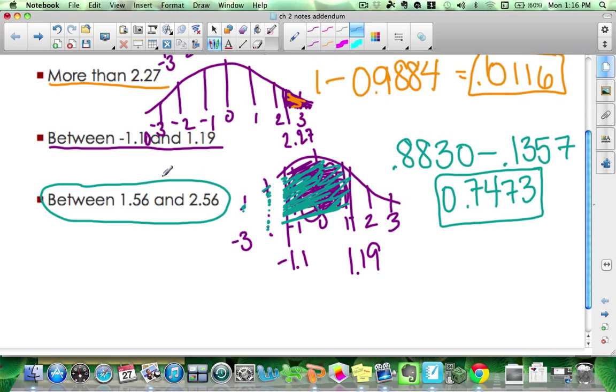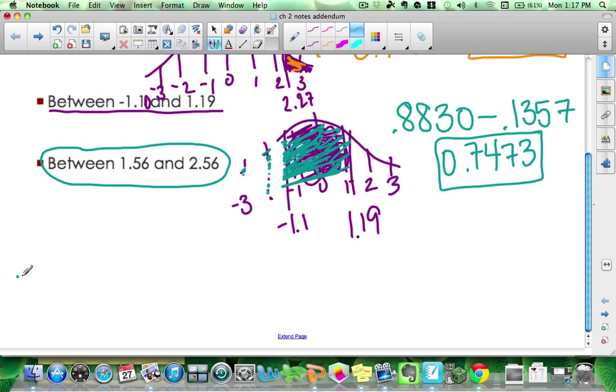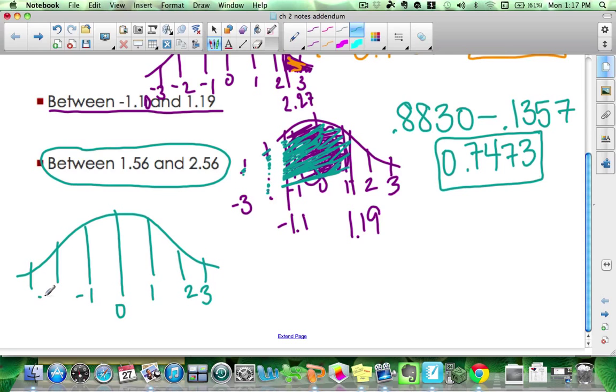So this is another between area, 1.56 and 2.56, both of which are positive. Okay, let's draw our picture. 0, 1, 2, 3, negative 1, negative 2, negative 3. Positive 1.56 is right about here. Positive 2.56 is right about here. It's kind of hard to draw them that close together. I want between those two. So between means I'm going to look them both up and subtract.